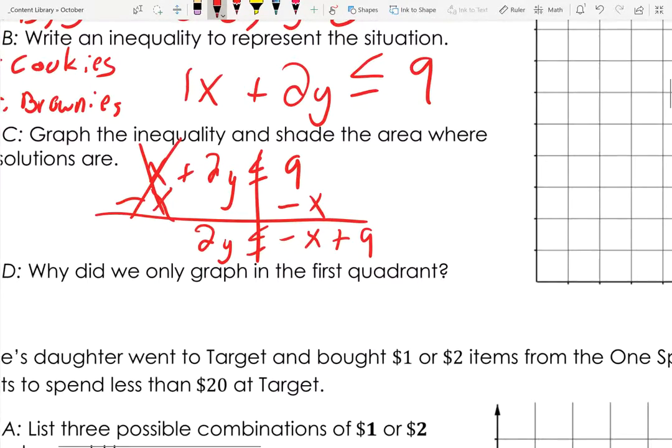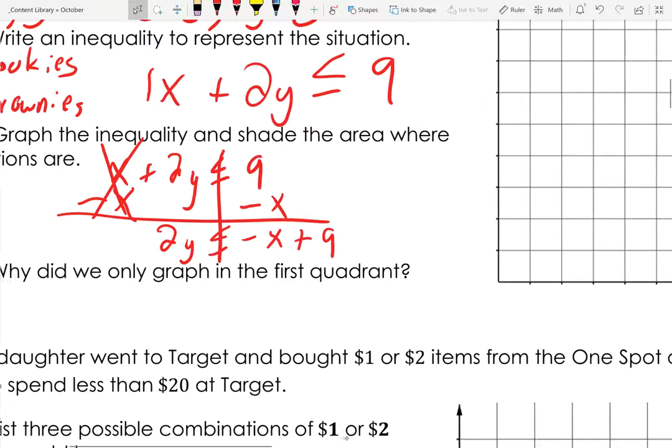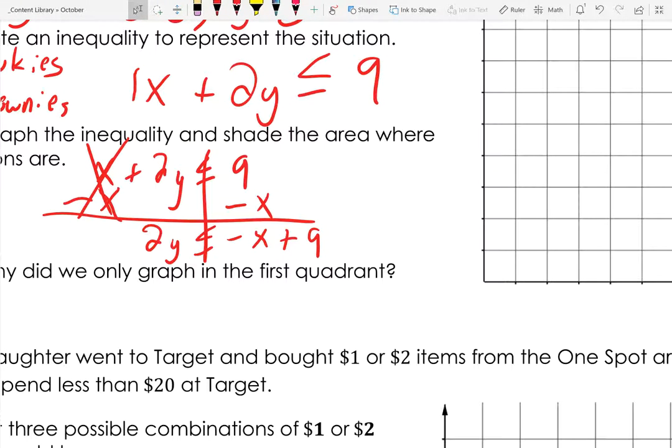Let me zoom in a little bit. To finish this off, I'm going to have to divide by 2. So let's rewrite what I have. 2y less than or equal to negative x plus 9. And we just got to divide by 2. Because we're trying to cancel out 2, that's getting multiplied to y, right? It's 2 times y. And the opposite of multiplication is division. So dividing by 2, we're going to do that to all of these parts as well.